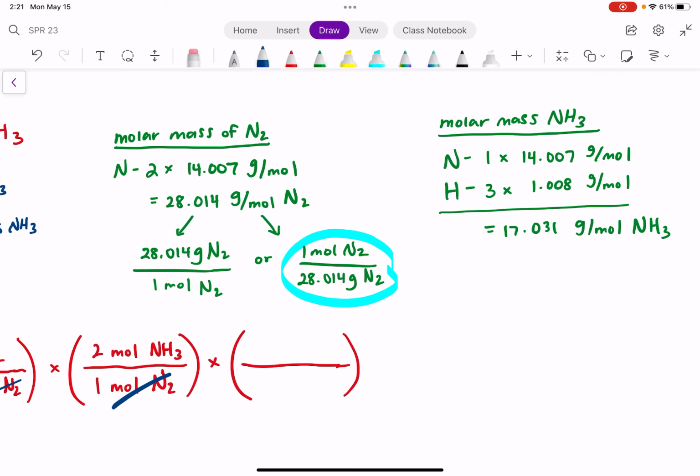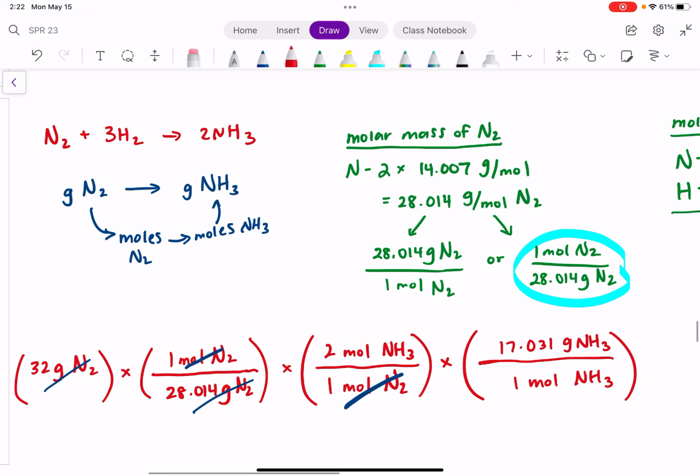And now, again, we can make 2 different conversion factors. This time I'm not going to write them out, but just think about it in your head. Which one is going to be on the bottom? Grams of NH3 or moles of NH3? Yes, moles of NH3, because we want to cancel it out. Moles NH3. Okay, hold on, that's hard to read. So mole NH3. All right, and then what goes on the top? Yes, 17.031 grams NH3.